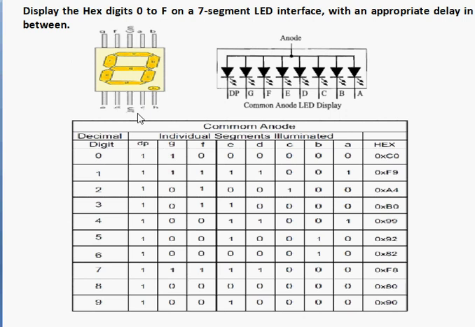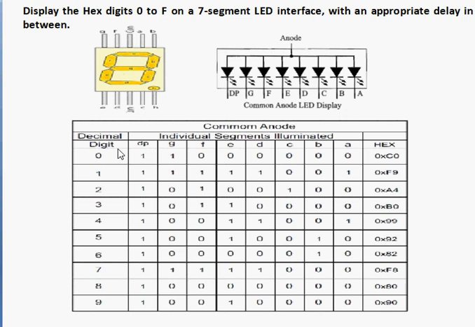So here we expect G and H or DP not to glow, hence they are made one, and the remaining segments should glow. So 6 segments we expect to glow, that is A B C D E F. In that case you will get the value 0 displayed on this 7 segment module. The remaining digits are also displayed in the same manner, so the equivalent hex code would be F9, A4, and so on. Hope this concept is clear.